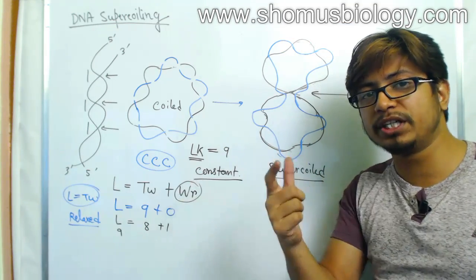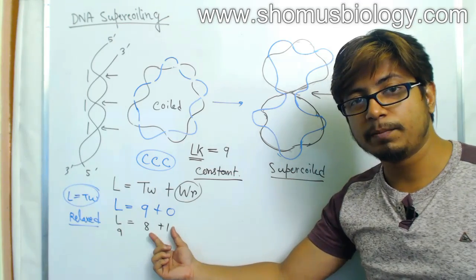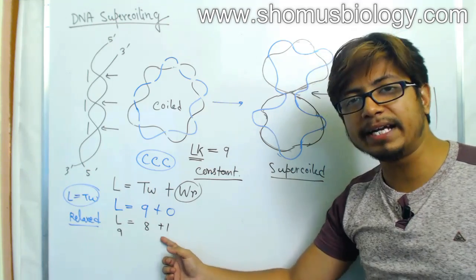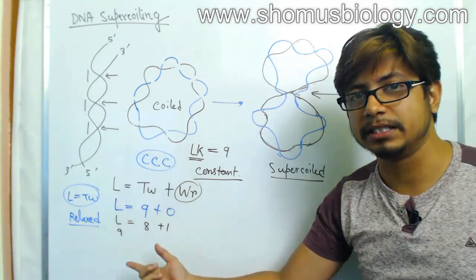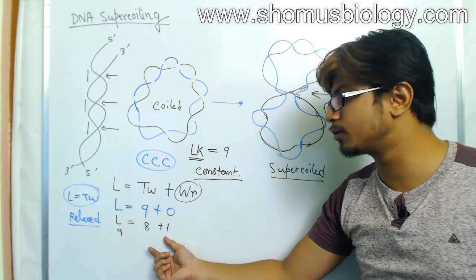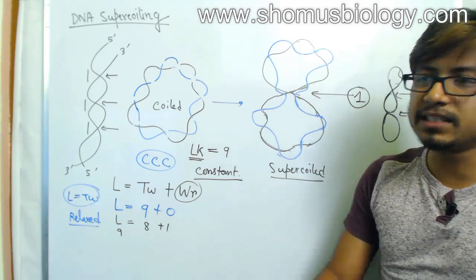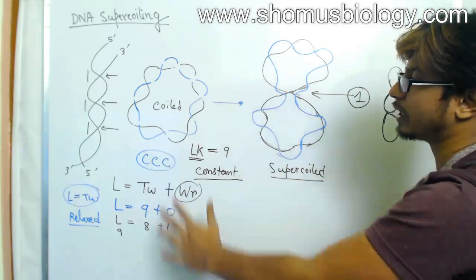In this case, we see it's a positive writhe. The value was +1. That's why the twist is decreased. If the writhe was -1, the twist should increase. So if the writhe is -1, the twist should be 10 to compensate the value of the linking number. That's the mathematical aspect of the structure.